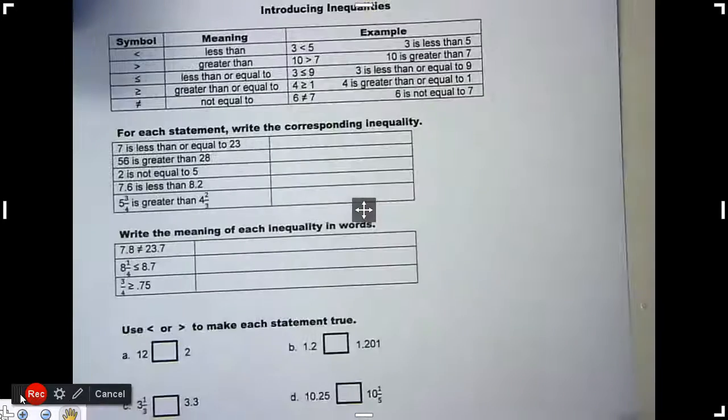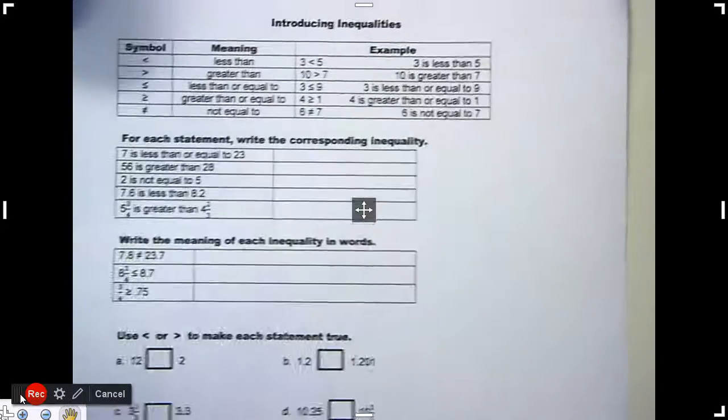All right, so we started talking about inequalities last week in your inequality lab that you were finishing up today.